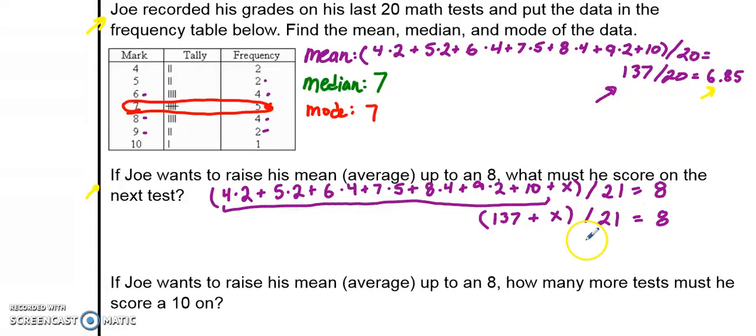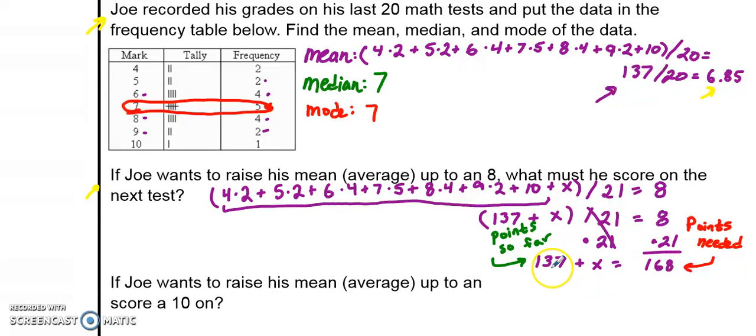Now to solve for x here, I'll need to eliminate this divide by 21. Now the inverse of division is multiplication, so I will multiply both sides of the equation by 21. On the left-hand side, those cancel out. I'm left with 137 plus x equals 8 times 21, which happens to be 168.